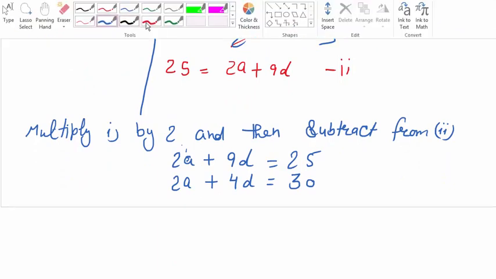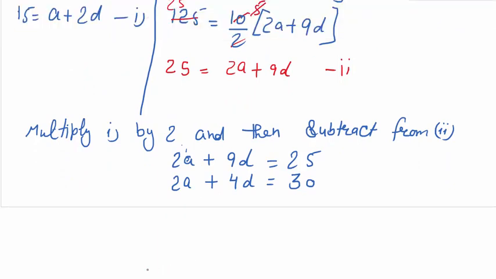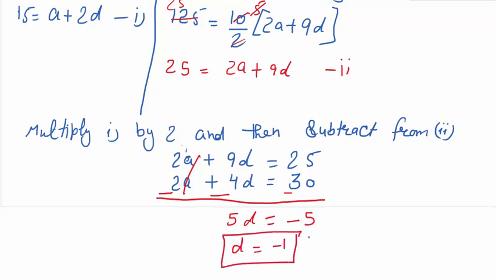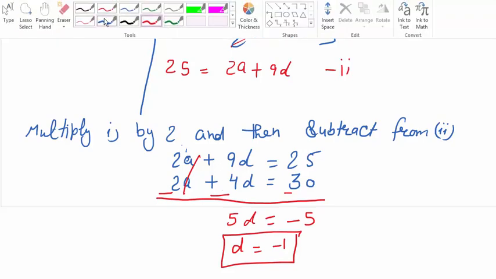Now on subtracting, this is the elimination method that we discussed in chapter number 3, that is pair of linear equations. On subtracting, the symbol will get changed and we are left with the left hand side. This will be 5d, plus minus minus, and the symbol will be of the greater number. So this will be 5d, and on the right hand side this will become minus 5, and d will be minus 1. The value of d is minus 1.